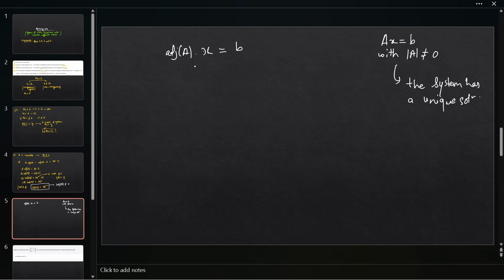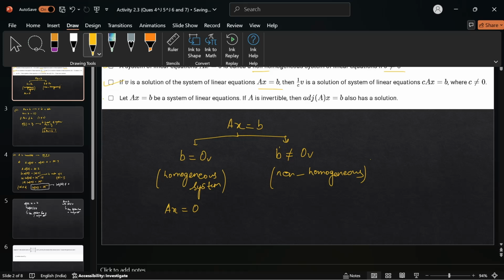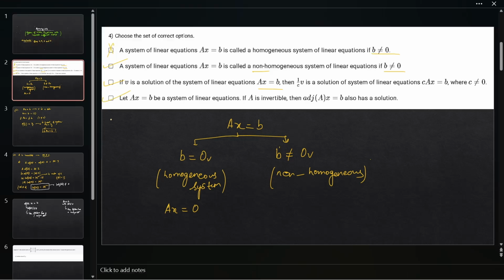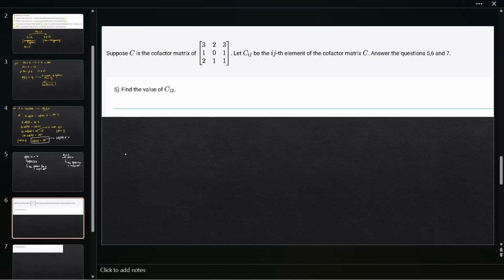So this is also the case where determinant of adjoint of A is not equal to 0. So we can also directly say here the system has a unique solution. And this was asked in option number 4, whether the system has a solution or not. And yes, the system has a solution and it is a unique solution. Okay, so this was all about option number 4, question number 4. Now let's move on to question number 5.